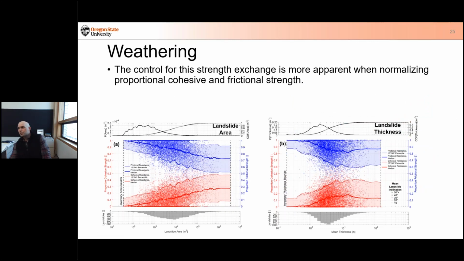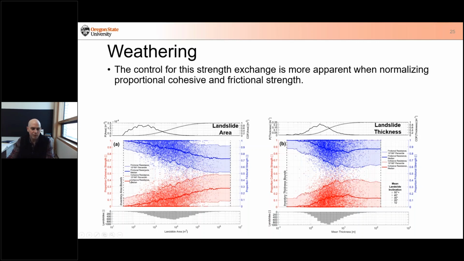So this exchange in controlling strength is a little bit more apparent when you normalize the proportional cohesive and frictional strength. So here, these plots are busy, so pardon me, but the left plot represents landslide area. That's the x-axis for everything here. The right plot represents mean landslide thickness. That's the x-axis. So the blue shaded area represents proportional frictional resistance, while the red shaded area represents proportional cohesive resistance. And the bounding lines represent moving percentiles.